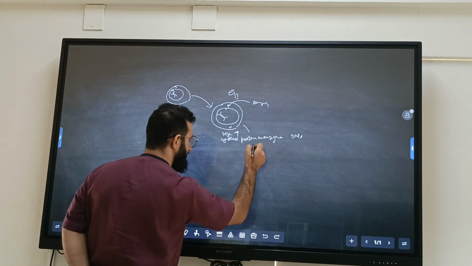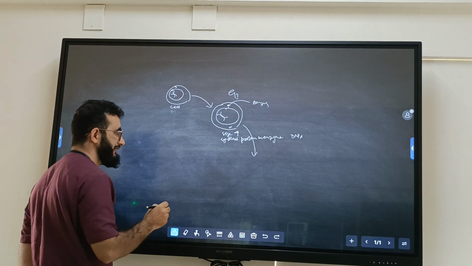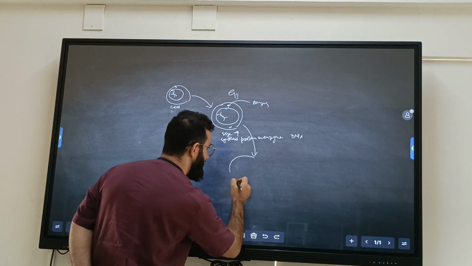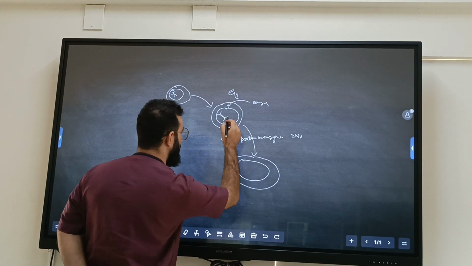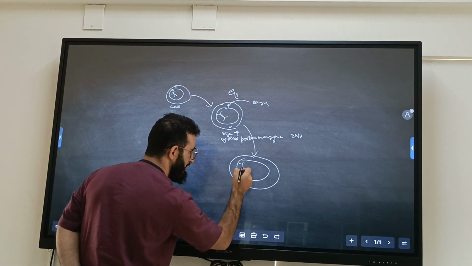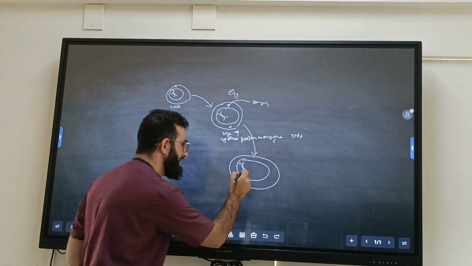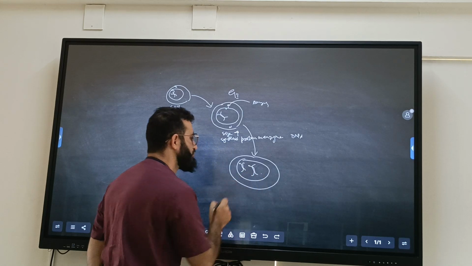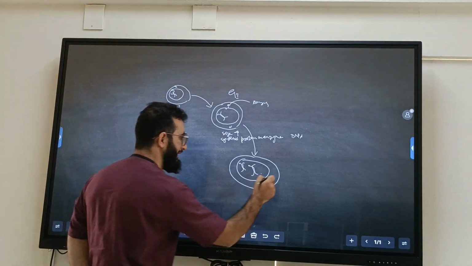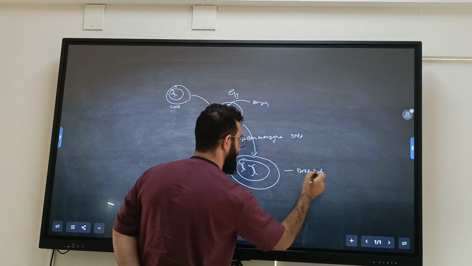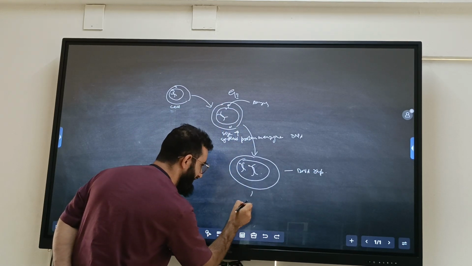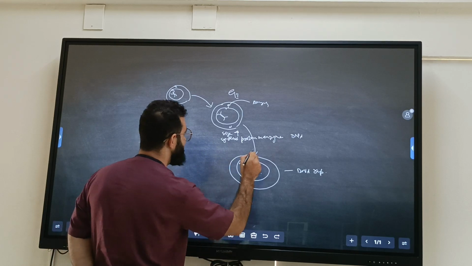In the next phase, the S phase, DNA replication takes place. See here, only one DNA is there; in this there is double DNA. So there is DNA replication. This is the S phase.